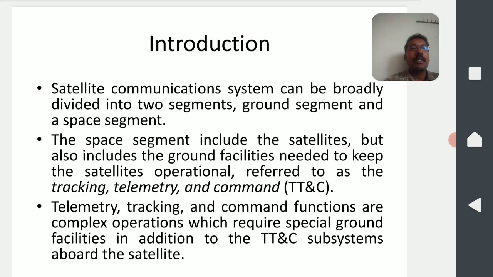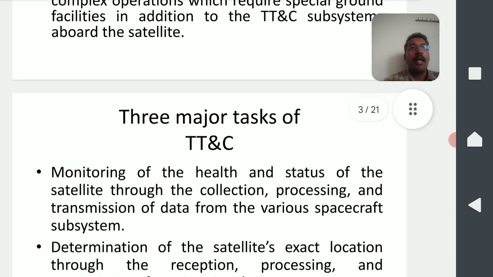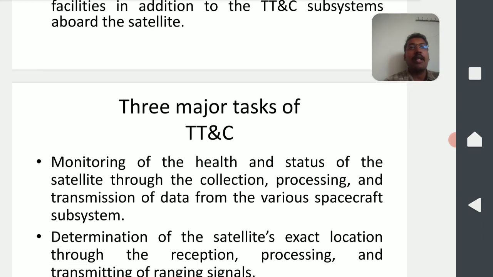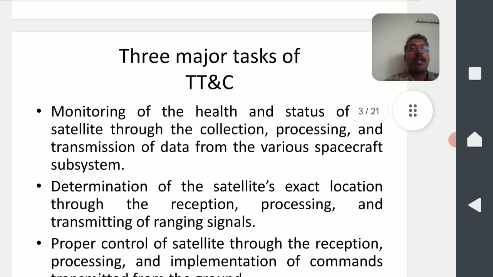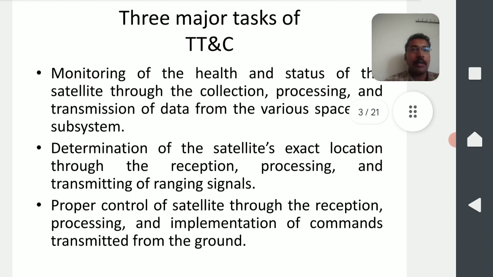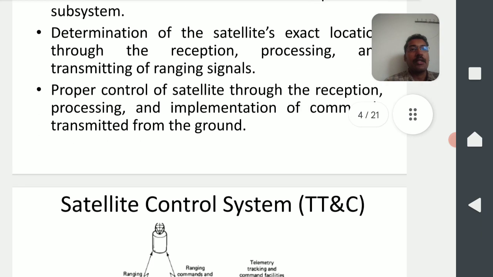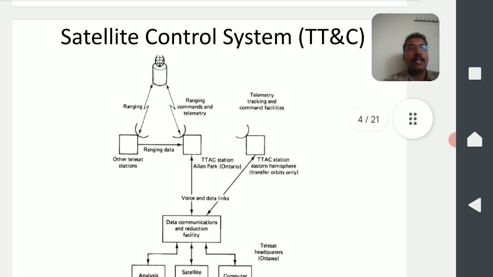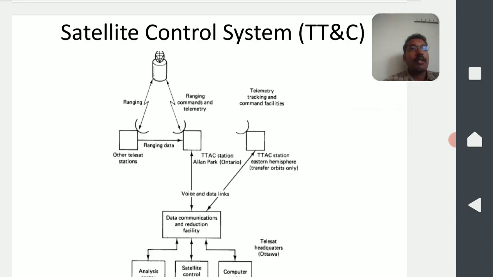Telemetry, tracking and command functions are complex operations which require special ground facilities in addition to the TTC subsystems aboard the satellite. The major three tasks of TTC are monitoring the health and status of the satellite through the collection, processing and transmission of data from the various spacecraft subsystems; determination of the satellite's exact location through the reception, processing and transmission of ranging signals; and proper control of the satellite through the reception, processing and implementation of commands transmitted from the ground station. This is the block diagram of the satellite's telemetry, tracking and command subsystem.